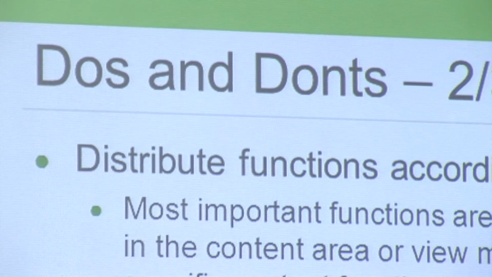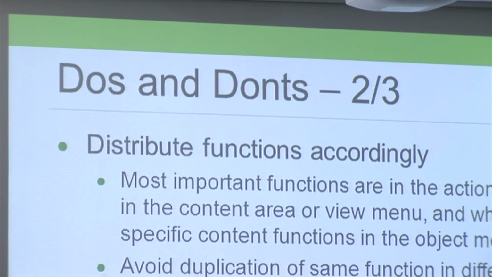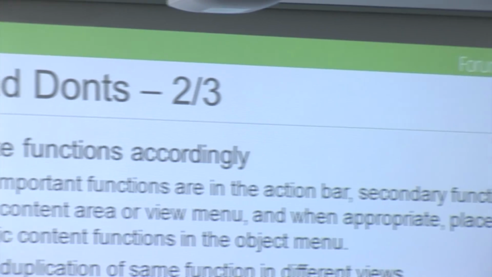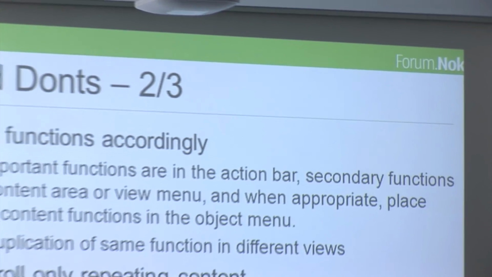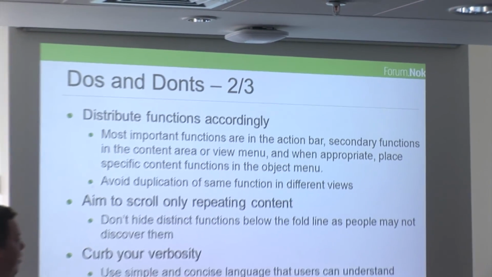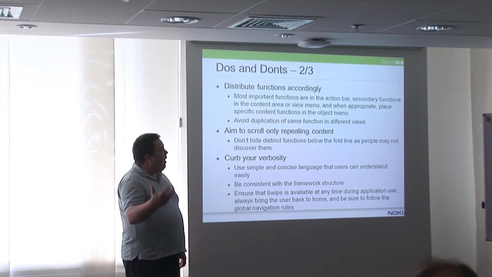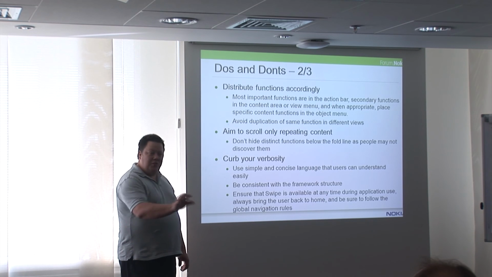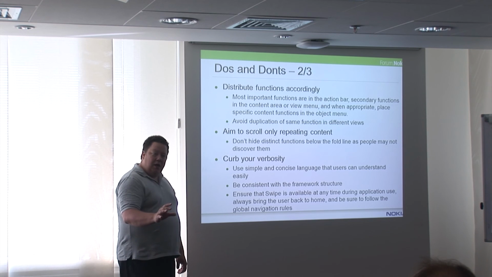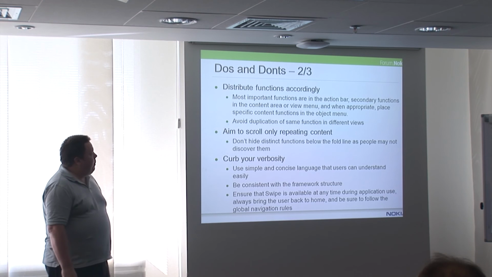Okay. Most important functions should be in the action bar, so always there at the bottom. The most important views using the tabs, the action bar, secondary functions in the content area or view menu, and then place some item-specific functions into the object menu. For example, send this item, delete this item, maximize this item, whatever behavior you think is useful.